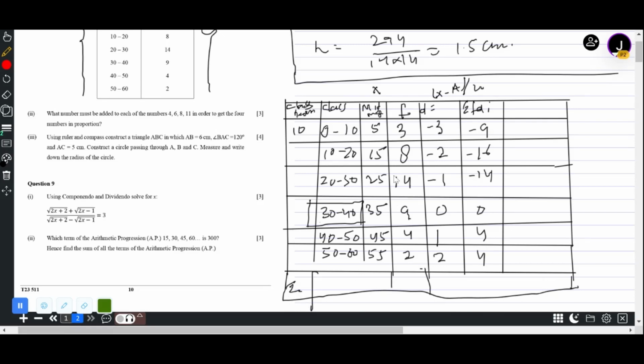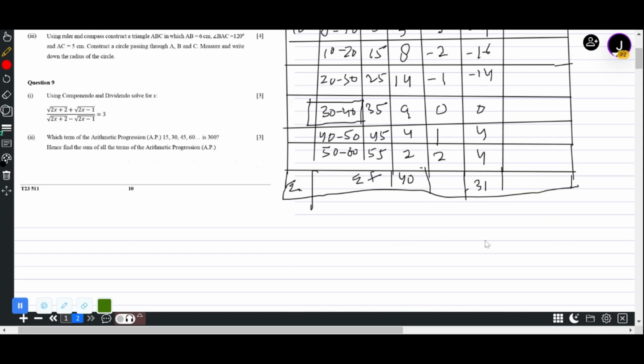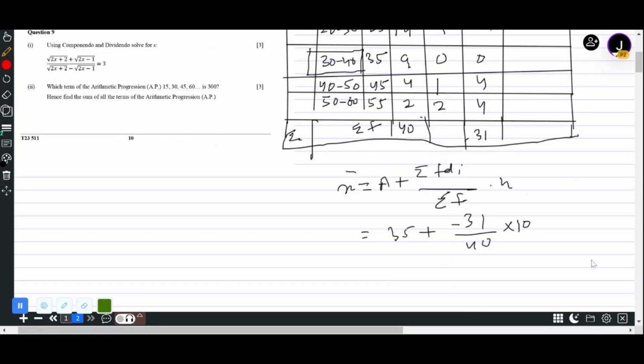And then we will do sigma f di, the deviation multiplied with frequencies. So 3 into minus 3 is minus 9. Then 8 into minus 2 is minus 16. Minus 14. Then 0, 4, and 4. Correct? Now, we will find sigma f, the sum total of all the frequencies. Sigma f is 3, 8, 11, 14, 25, 9, 34, 4, 38, 40. This is sigma f. What is sigma f di? Sigma f di is minus 9, minus 16, minus 25, minus 25, minus 39, plus 8. That is minus 31. Right?